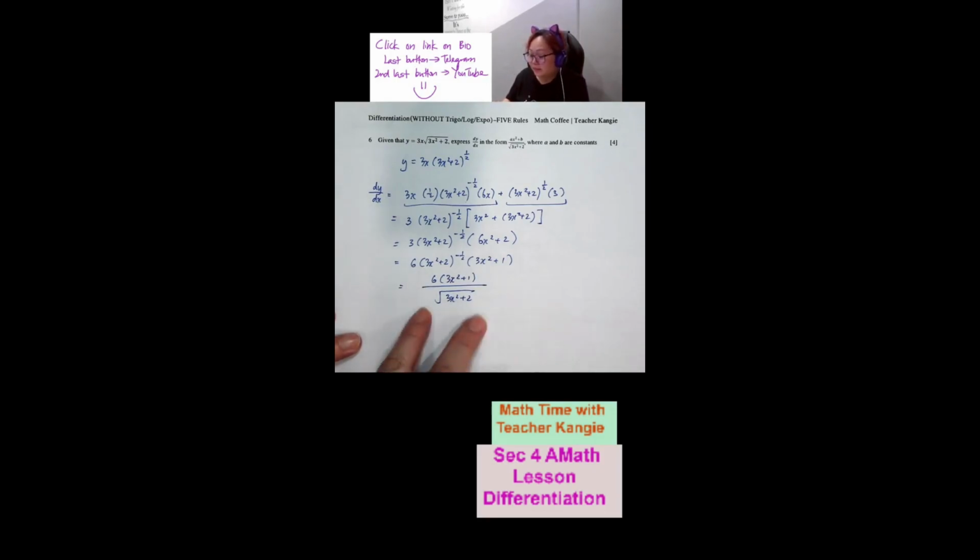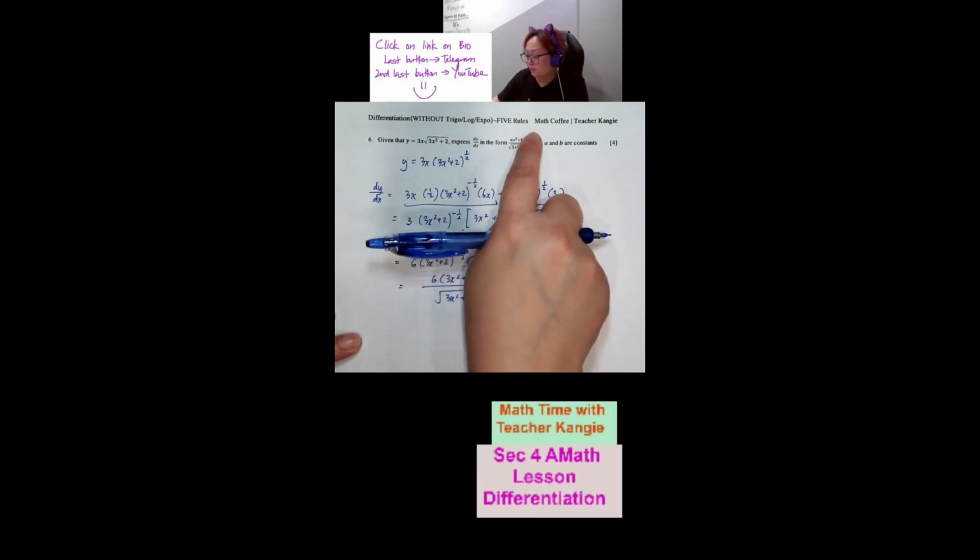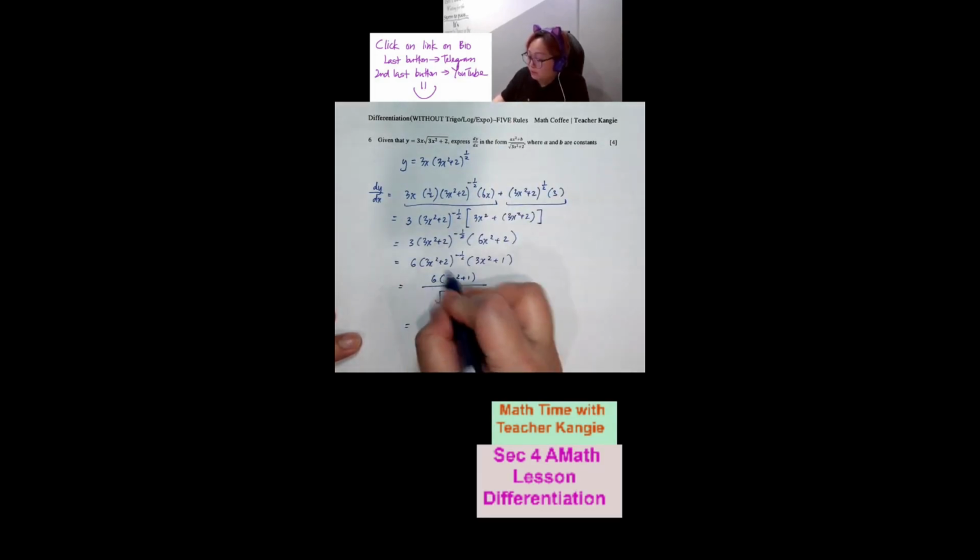You can keep your answer in this form, but because this question said they want it in the form of ax squared plus b, then you need to rainbow in the 6. So now it becomes 18x squared plus 6 over square root 3x squared plus 2. And you will tell them that my a is equals to 18 and my b is equals to 6. And we are done.